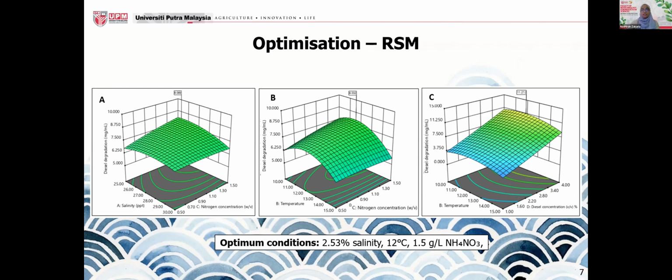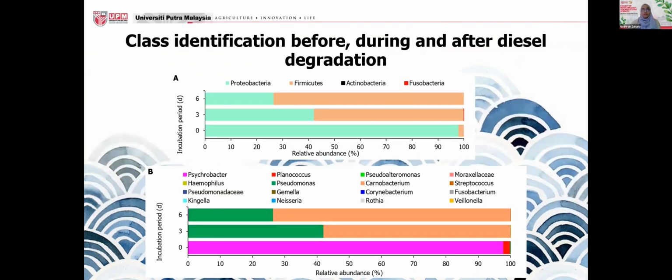The concluded conditions are that diesel degradation was optimal at 2.5% salinity, 12 degrees, and 1.5 grams per liter of ammonium nitrate altogether. So the time points for identification of the chosen bacterial consortium were day 0 before diesel treatment, day 3, and day 6 after 3.5% diesel treatment. Day 3 represents the exponential phase, while day 6 is the final day of the incubation period after optimization.